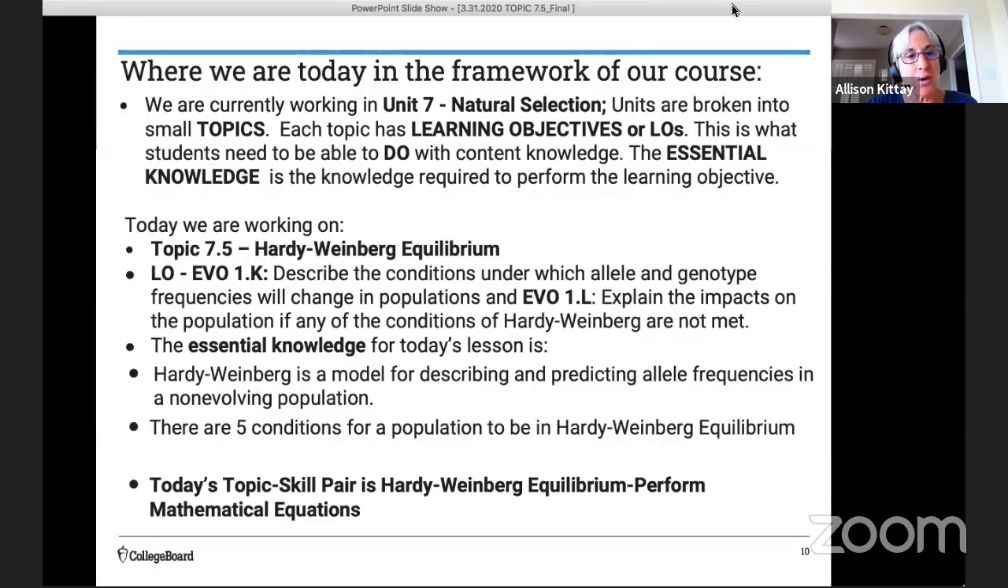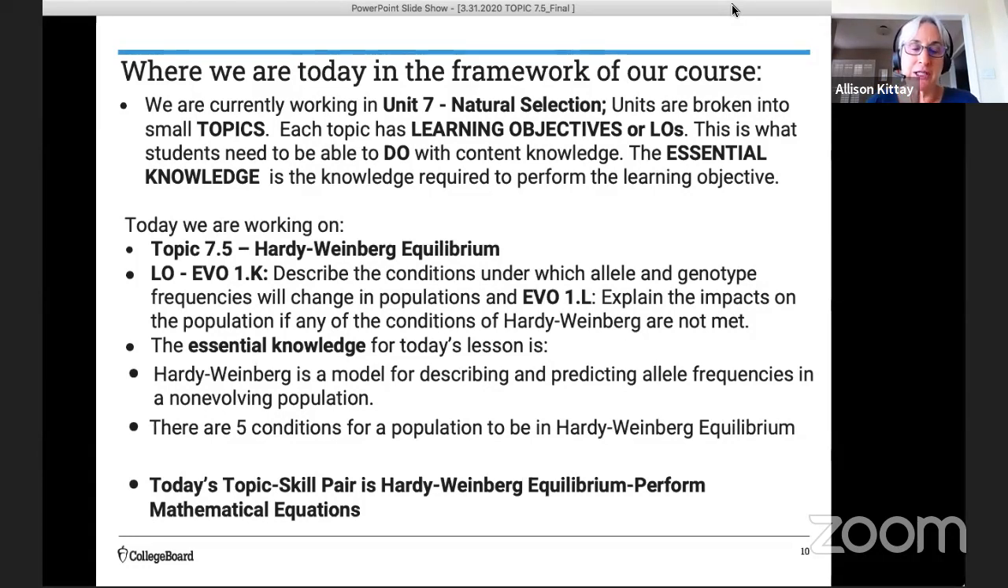So here's what you need to know. This is just to pinpoint where we are in the large AP Biology curriculum to our lesson today. So we are currently working in Unit 7, which is about natural selection. The units are broken into small topics. Each topic has a learning objective, and this is what the students need to be able to do with your content knowledge. And the essential knowledge is the knowledge required to perform the learning objective. So today we are working on topic 7.5, which is the Hardy-Weinberg Equilibrium.